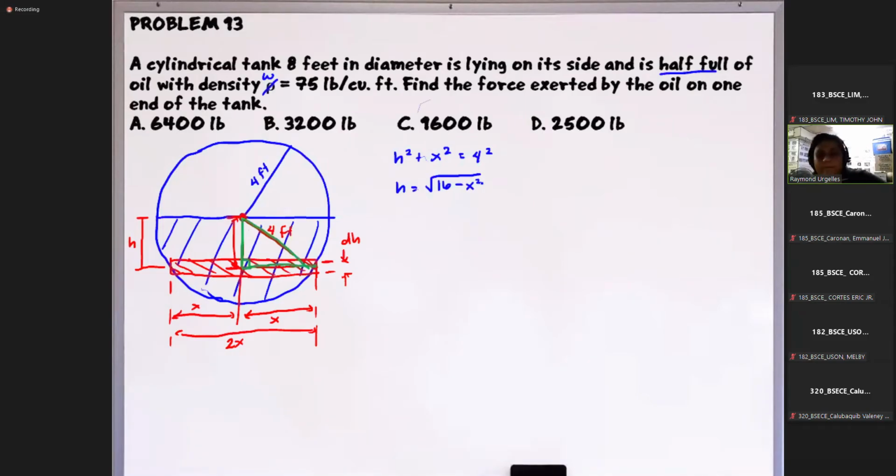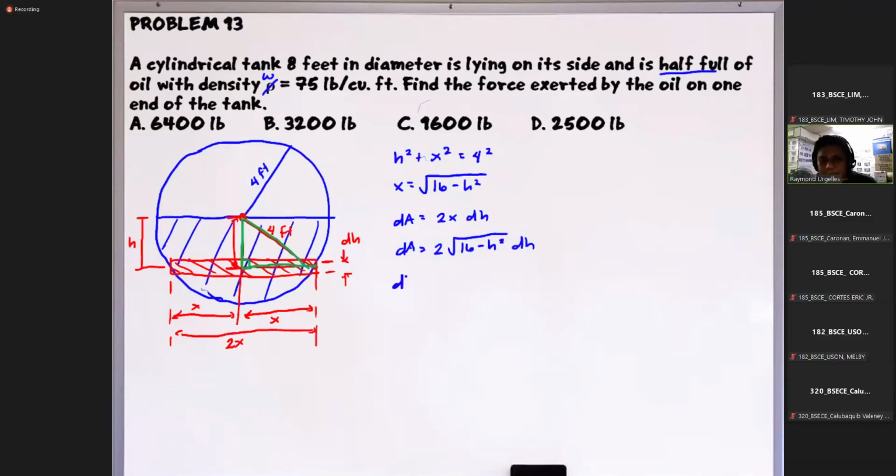Nakaba? So meron na tayong h as a function of x. So now let's solve for, or baliktad ba dapat? Sige, balik na rin natin. So mukhang x yung kailangan ko palang palitan. So therefore, x will be square root of 16 minus h squared. So then solving for the differential area, we know the differential area to be 2x multiplied by dh. So kaya this will be 2 square root of 16 minus h squared dh. Okay? So we have the differential area.